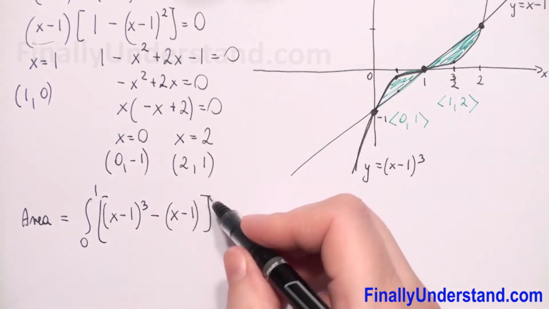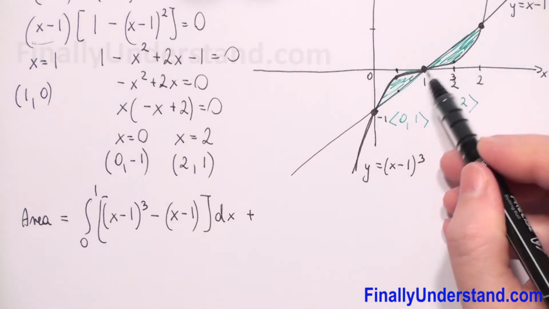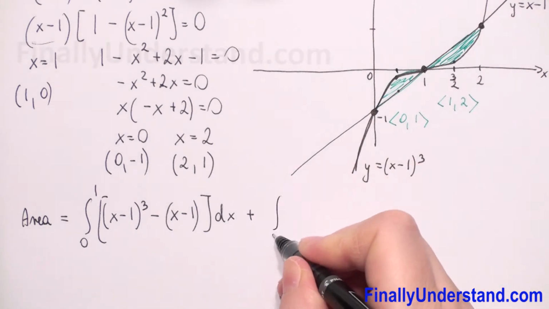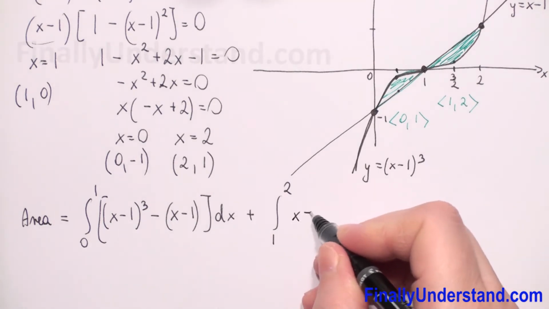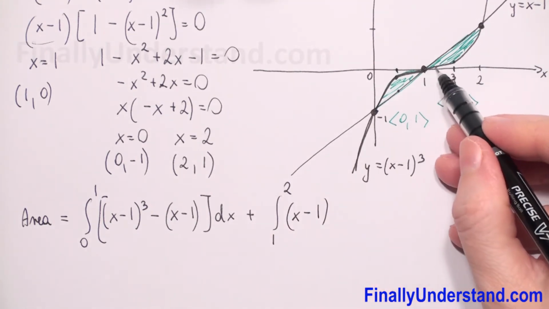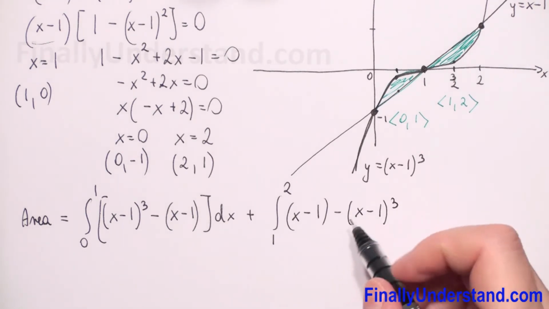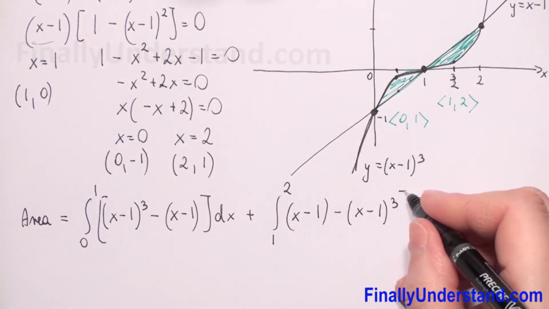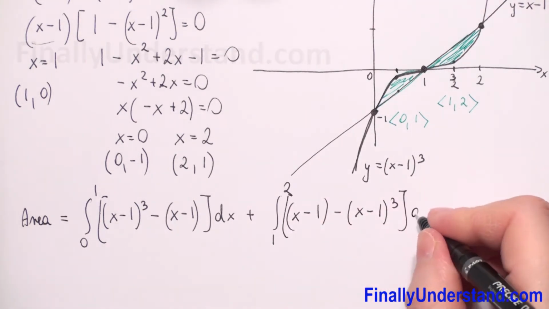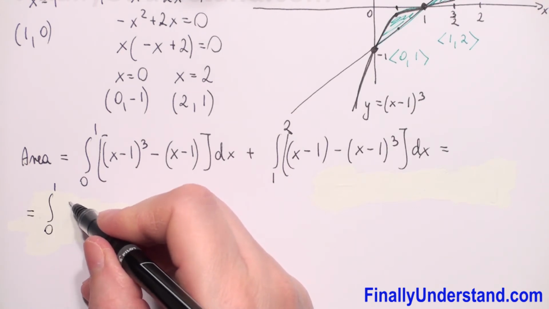So this is our first integral with respect to x, and we have to add the second area, from 1 to 2, and now the upper function is x minus 1, and the lower is x minus 1 to the third power. We have to subtract the lower function from the upper function always. And we have an integral with respect to x. So this is equal to the integral from 0 to 1. We have x minus 1 to the third power.